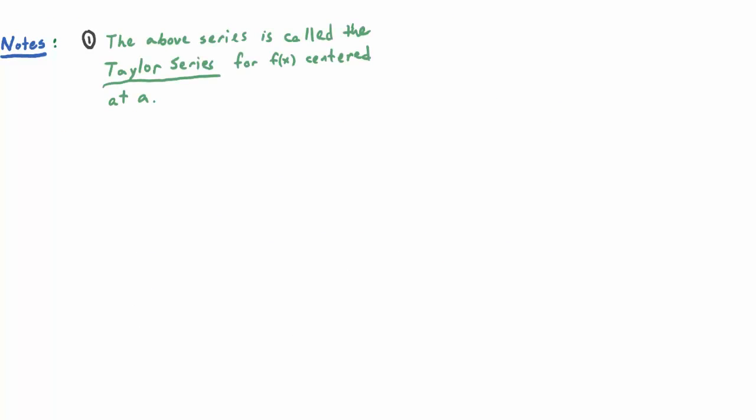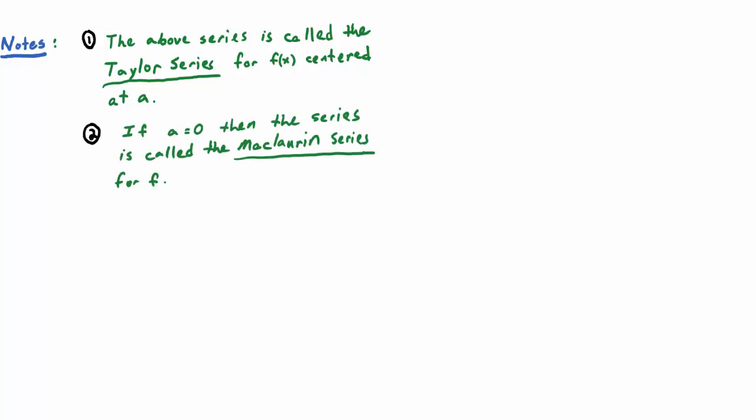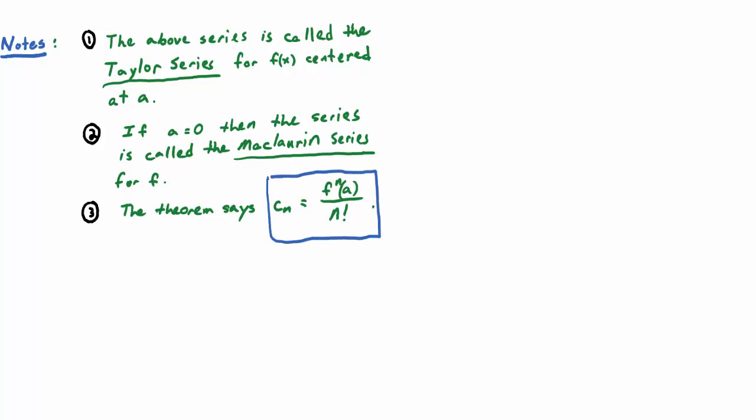Okay, note number 1, the above series is called the Taylor series for f of x centered at a. If a equals 0, the series is called the Maclaurin series for f. And then, very important, the theorem says that c sub n, I mean, if you think about it, the generic power series we developed last time was sum n equals 0 to infinity, c sub n, x minus a to the n, right? This theorem then is saying c sub n is the nth derivative evaluated at a divided by n factorial.